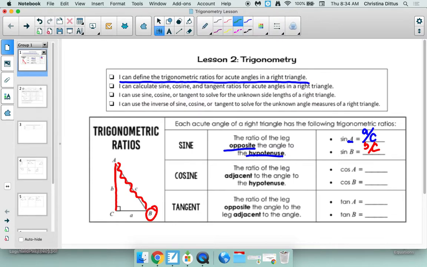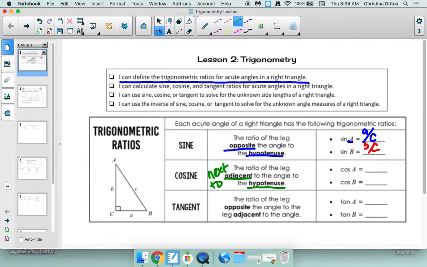So sine is opposite over hypotenuse. Okay? Well, this other ratio is called the cosine. For the cosine, you're going to take the adjacent side. Adjacent means next to, like when we had adjacent angles. And again, the hypotenuse, which is going to be the same, in this case, C. The adjacent will change depending on what angle you're looking at, though.